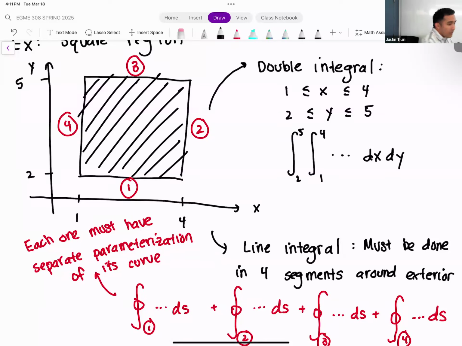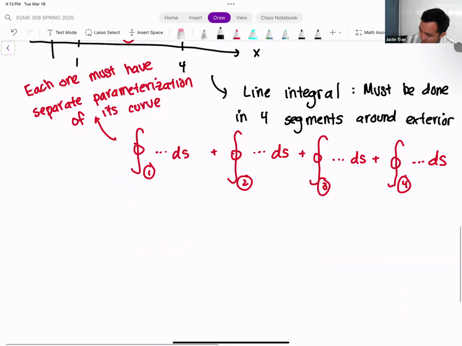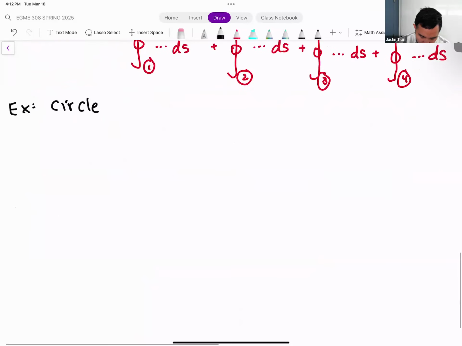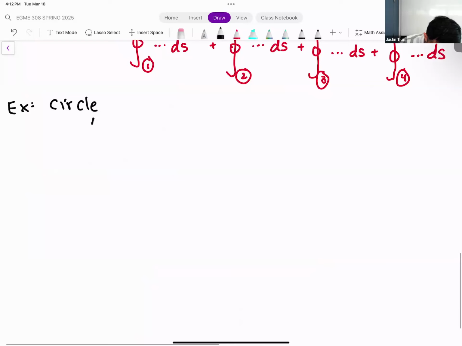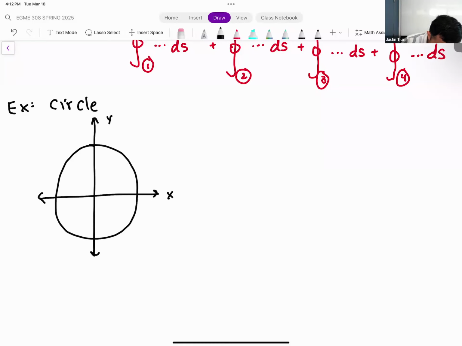Okay. All right, so let me give you an example of a case which is easier to do with a line integral, which is a circle. And in fact, I think the example that we're going to do today is actually on a circle. Okay, so a circle looks something like this.